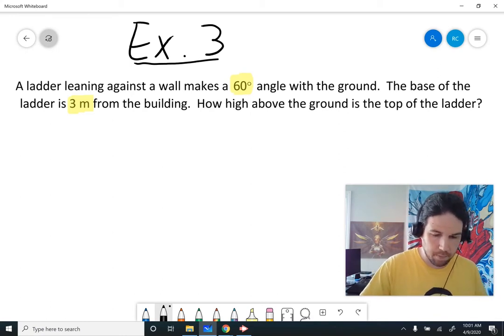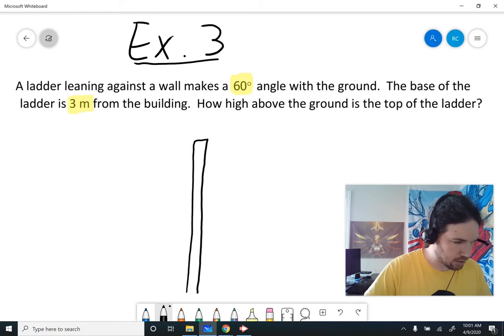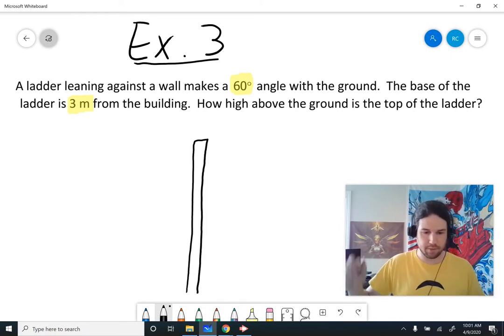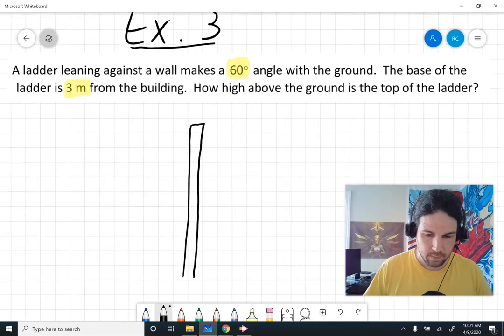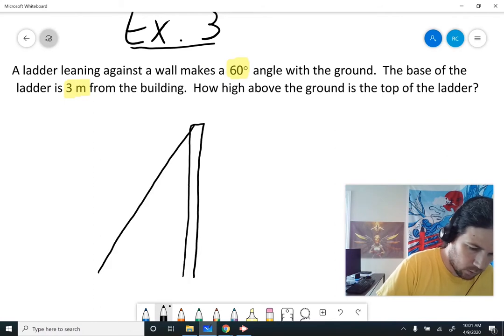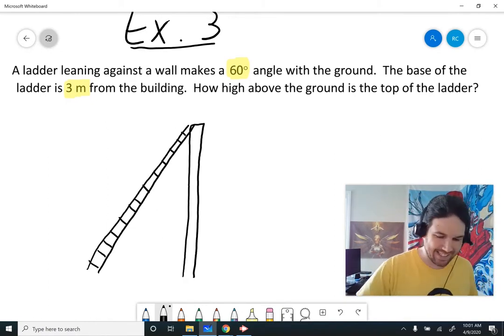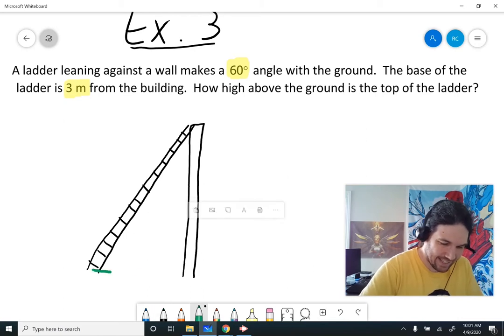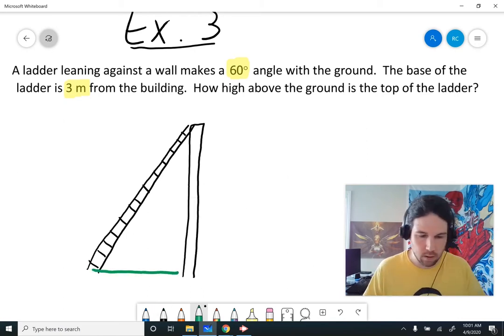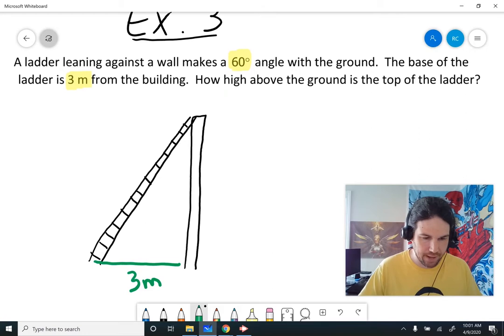so we've got a wall, and I'm actually going to draw a wall, even though you don't really have to. You can just make it an up and down line. That's totally fine. So there's my wall, and we have a ladder leaning against that wall. Ladder. Shut up, I'm an artist. And it says that the distance from the ladder to the wall is 3 meters. And it says that the ladder makes a 60-degree angle with the ground.